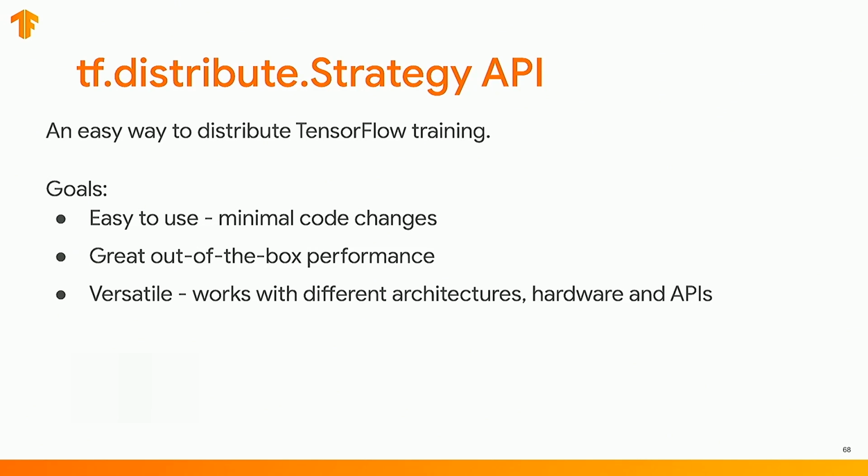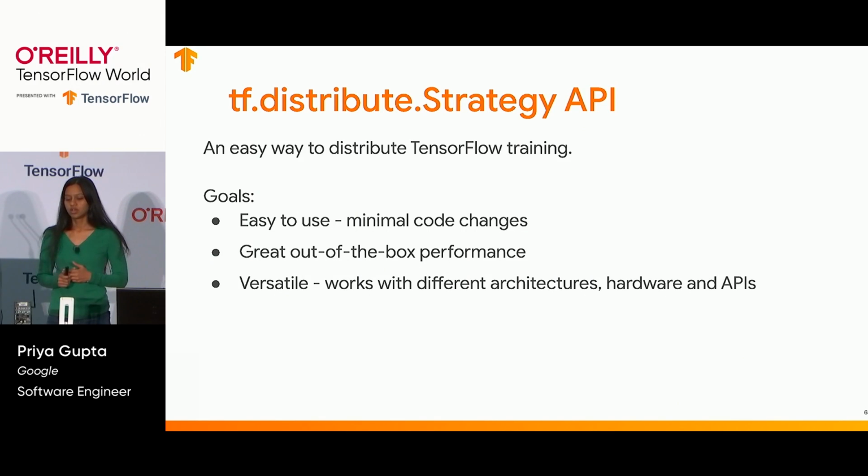And finally, we want this API to work in a variety of different situations. So for instance, if you want to scale out to multiple GPUs or multiple machines or TPUs, or if you want different distributed training architectures, such as synchronous or asynchronous training, or you're using different types of APIs. So if maybe you're using high-level Keras APIs like model.fit, or you have a custom training loop, as in our example earlier, we want distribution strategy to work in all of these potential cases.